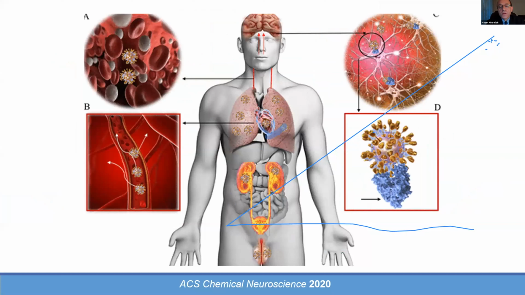We know also that those receptors are not only present in the lungs, but also present in the heart, in the kidneys, in the testicles, vessels, and the brain. That's why we see different manifestations of the disease. And we're going to be talking about that specifically.